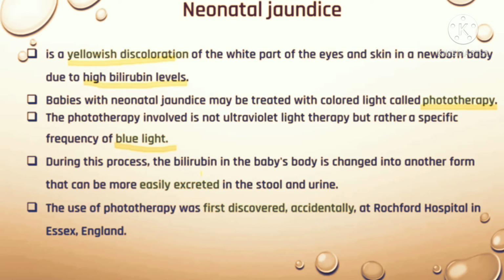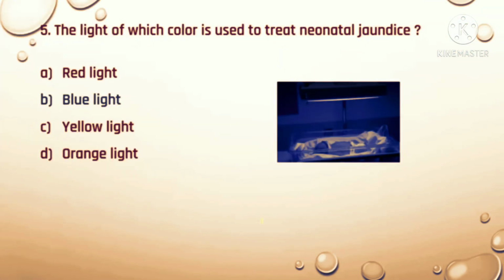And this phototherapy light was first discovered accidentally at Rochford hospitals in England. This is also an important question. So please do watch my next video regarding the conjugated and unconjugated bilirubin. So here the right option will be blue colored light.